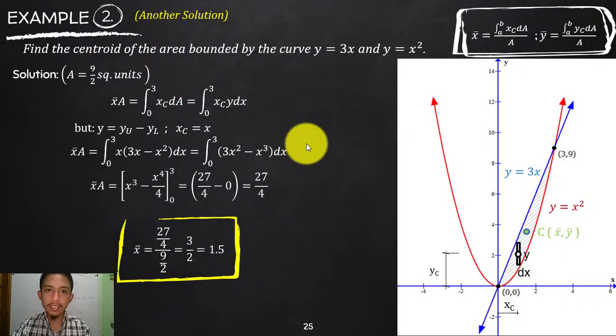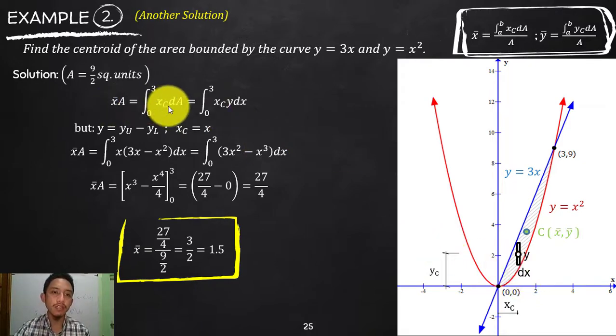Okay, so this is another solution of number 2 using a vertical strip. What will change there is that your dA will become y times dx. That is the only difference. X bar, that is xc. So your dA will just be y dx. What is your xc? That is equal to x, since I did not yet use x. And then your y there is y upper minus y lower.